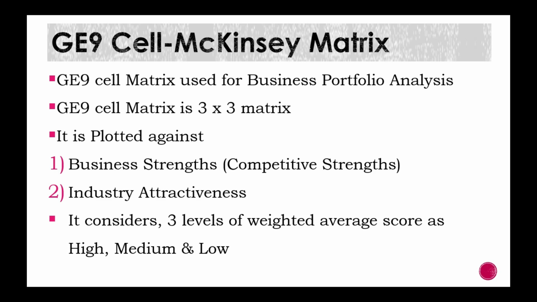business portfolio. GE9 Cell is a 3x3 matrix which is plotted against business strength, that is competitive strength, and industry attractiveness. Unlike BCG Matrix, GE9 Cell Matrix is plotted against three levels of weighted average score, high, medium, and low, for better understanding of business units, segments, or products for better decision making on investment priorities.